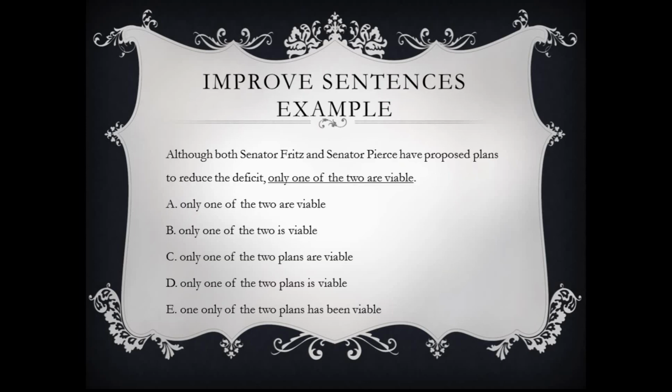Here's an example of an improving sentence question. Although both Senator Fritz and Senator Pierce have proposed plans to reduce the deficit, only one of the 2 are viable. So if you see, the very end of the sentence is underlined. Looking at our answer choices, answer choice A is exactly the same as the underlined portion of the section. Answer choices B, C, D, and E offer different ways or different possibilities to correct this sentence.